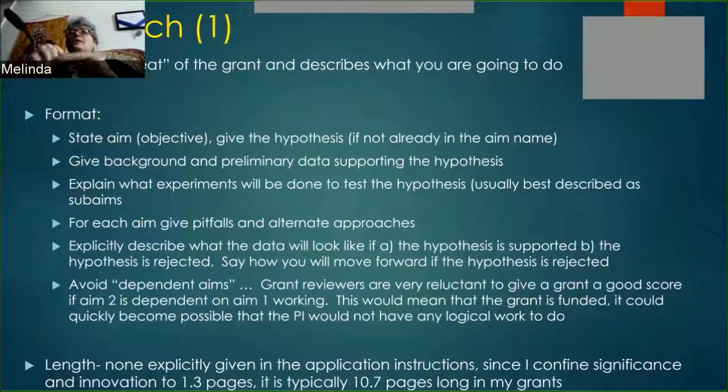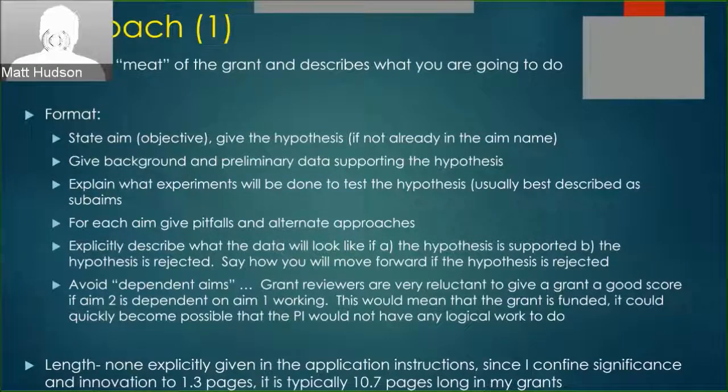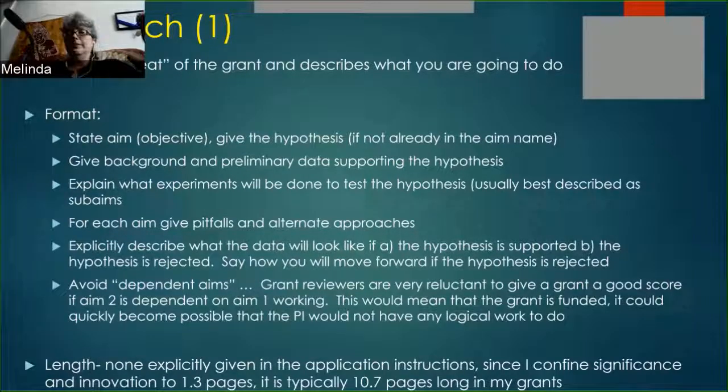And you also want to explicitly state how you will move forward if that hypothesis is rejected, because they want to be very, very sure. You're doing experiments to see if you can prove a particular hypothesis, but they want you to acknowledge your hypothesis could be wrong, state what the result would look like if your hypothesis was wrong, and then how you would move forward if it was.